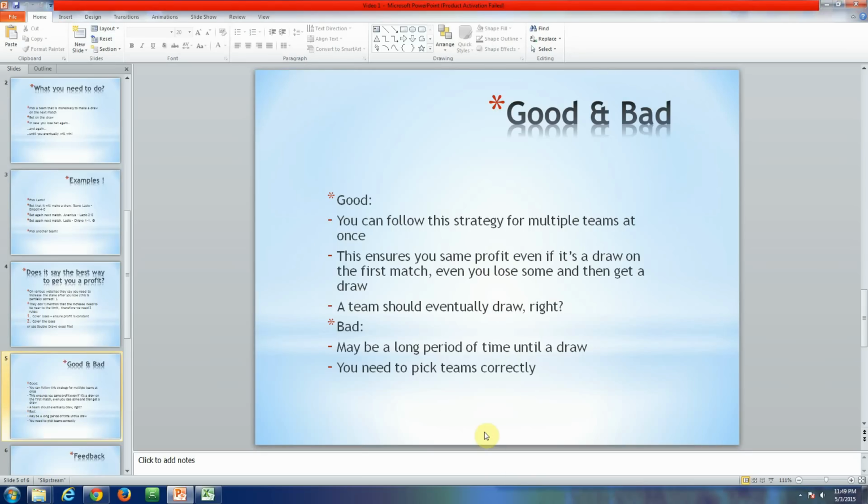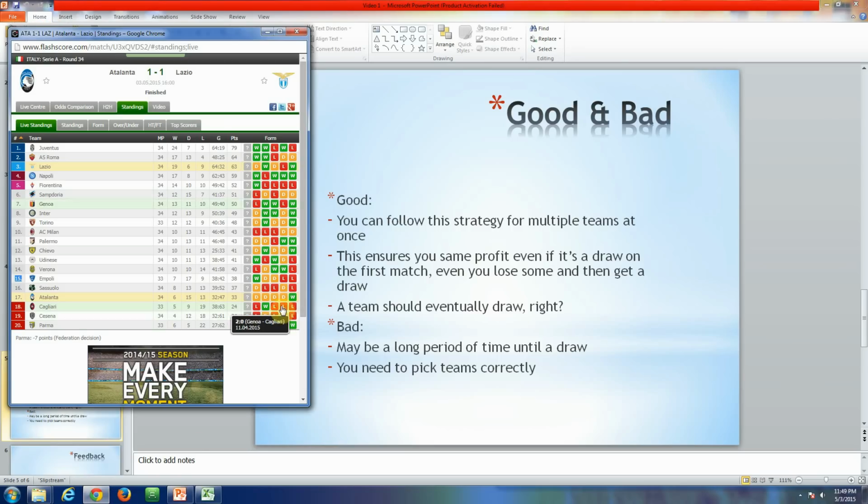You need to pick teams correctly. As you've seen, you will need to have a strategy for picking the teams. Don't pick the first teams. As I said, don't pick the last teams in the table. But even if you pick the teams from the middle of the table, you can find one example like this where it doesn't draw. So this is a bad thing, because you need to pick the teams correctly, but in all the cases they will have a draw.